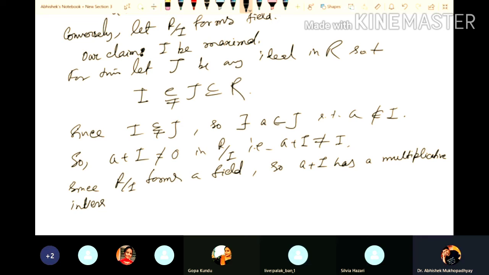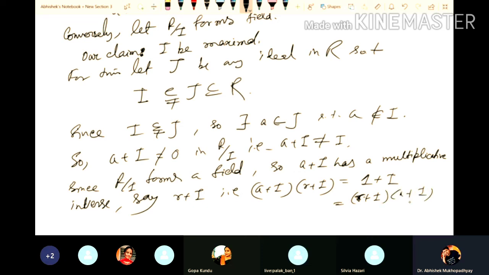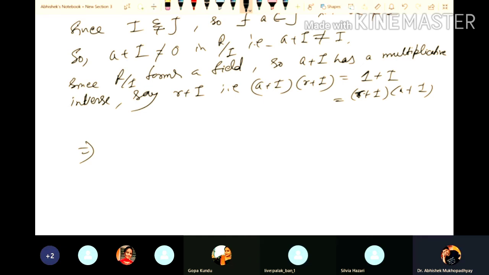Say the inverse is r plus I. That is, (a plus I)(r plus I) equals 1 plus I, which is ar plus I equals 1 plus I equals ra plus I. And this implies 1 minus ar belongs to capital I.